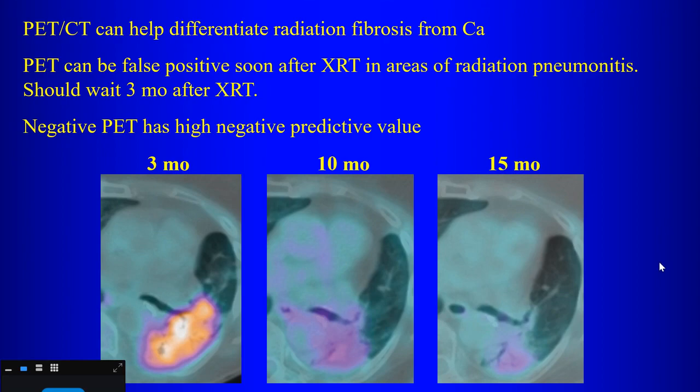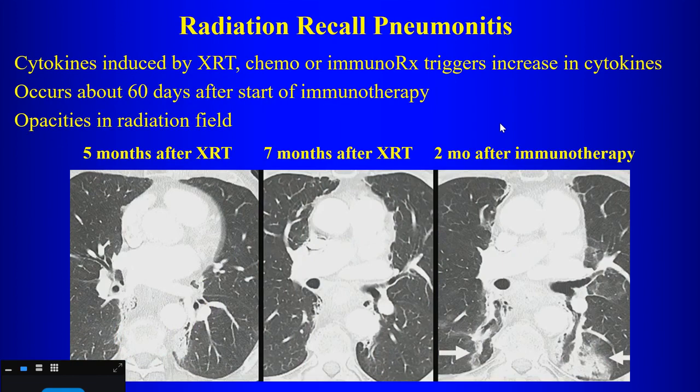So if you're doing follow-up CTs and you're questioning whether there's recurrence of tumor, recommend PET scan as long as you're past the stage of acute radiation pneumonitis. And the negative PET is a high negative predictive value. But it can be false positive when you're dealing with that acute radiation pneumonitis phase. Okay?